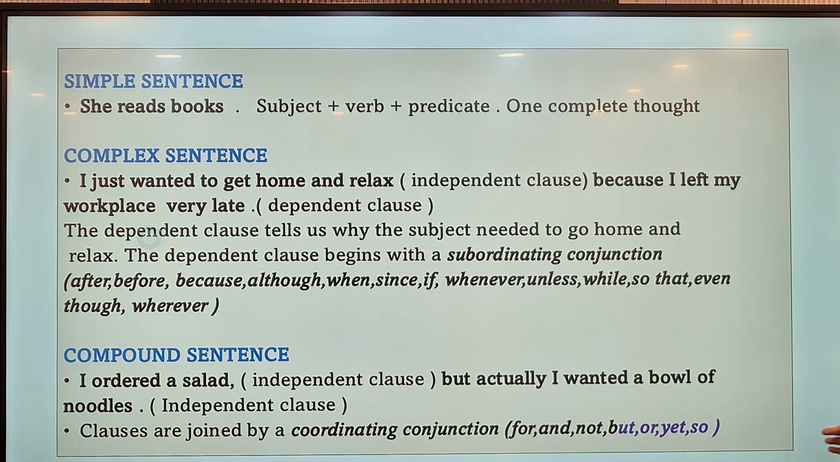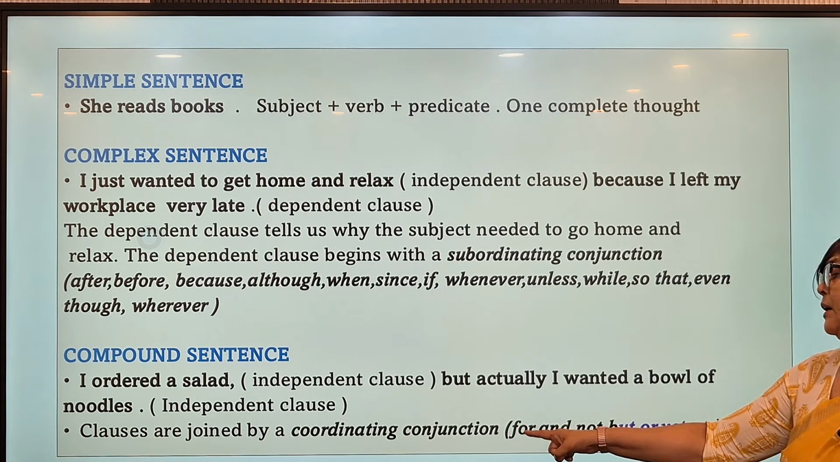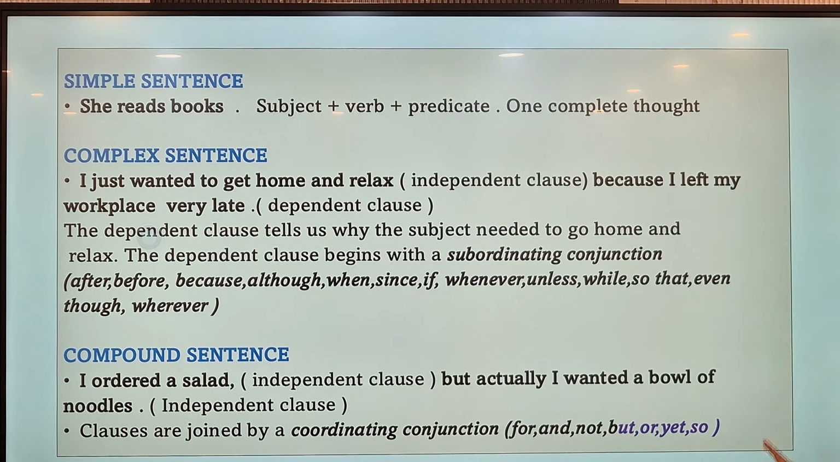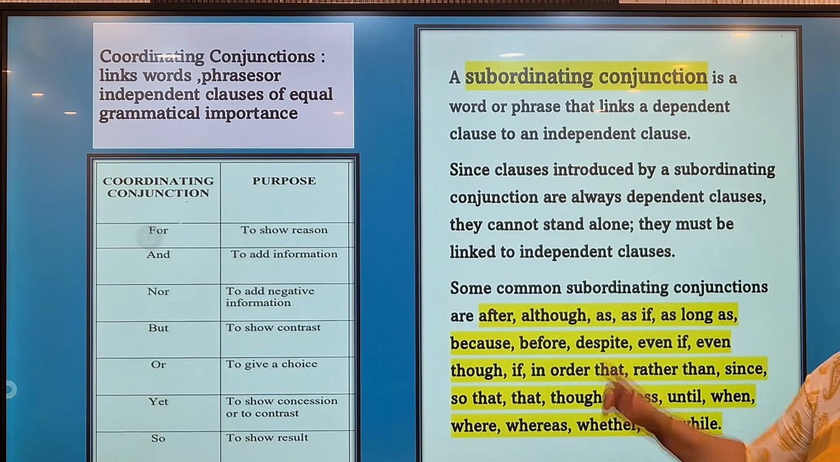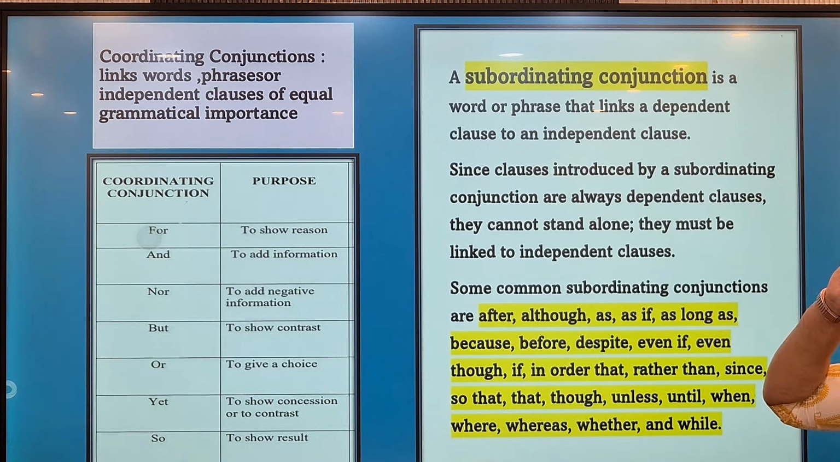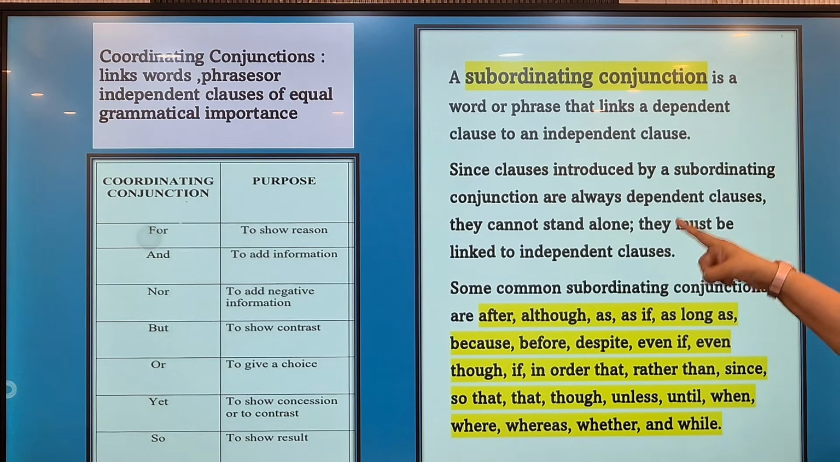And what is a conjunction? Coordinating conjunction? It's for, and, nor, but, or, yet, so. Taking all the first alphabets, we call it the FANBOYS. So here is a chart of that. Coordinating conjunctions link words, phrases, or independent clauses of equal grammatical importance.